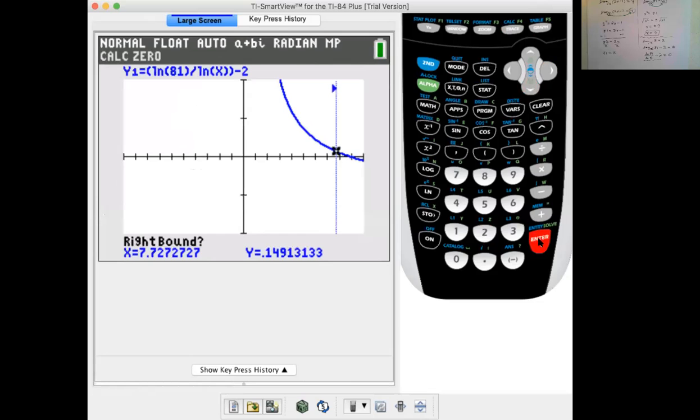That's pretty good. A little bit to the right of where it crosses. And then guessing it, right there is a decent guess. And sure enough, x is 9. That's my only answer. Notice -9 is not a solution. The base of a log has to be a positive number.